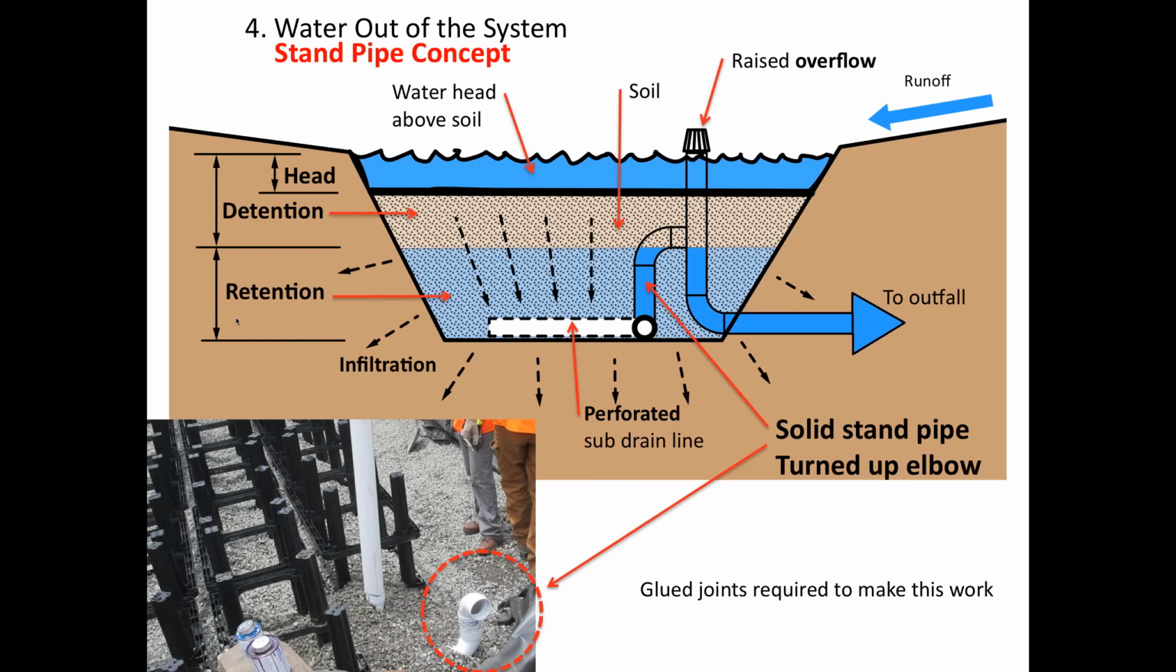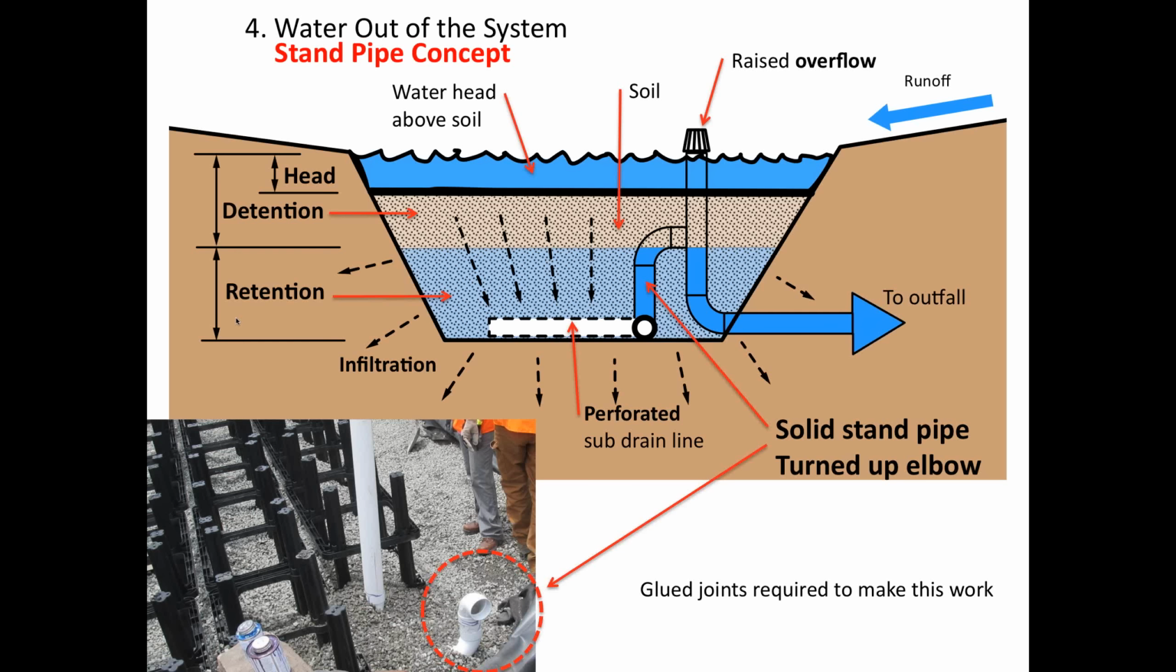And all the water below the invert of the upturned elbow becomes retention soil. The water can't get out of that layer. And that is great if you've got some amount of infiltration into the surrounding soil. You don't need much, half an inch an hour, a quarter of an inch an hour. But by having that detention soil above that invert, you'll still keep the root zone perfectly adequate to get the plants established. And the plants actually are a great pump, and they'll pump water out of the detention zone rather quickly.